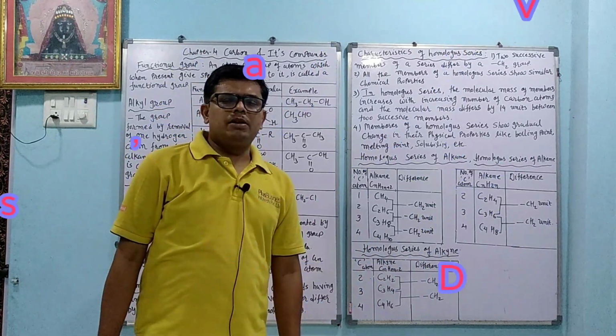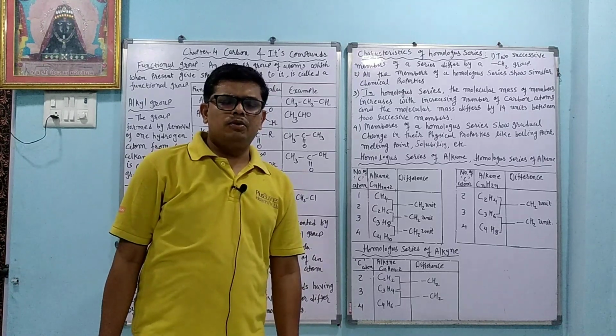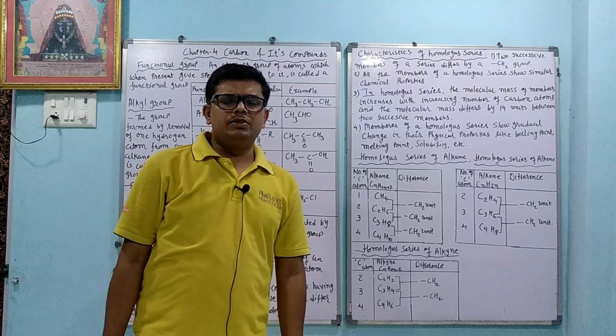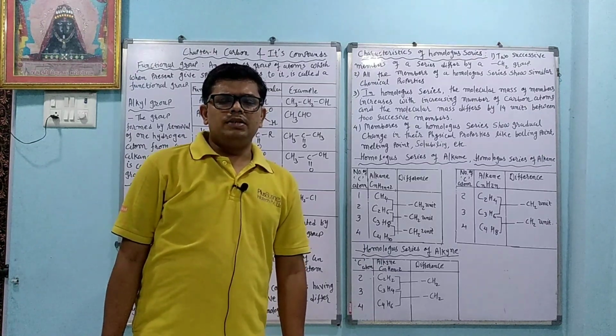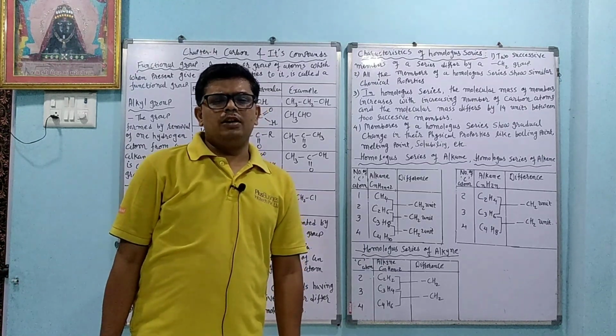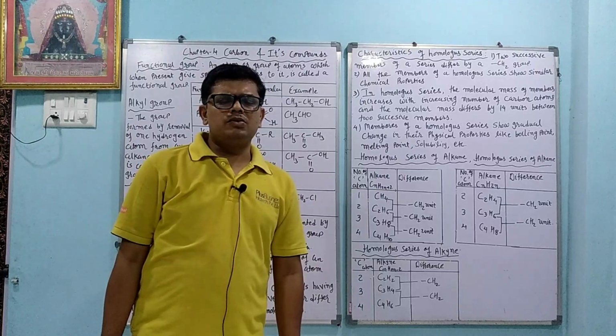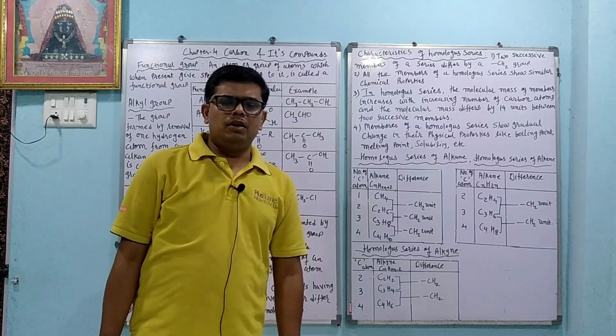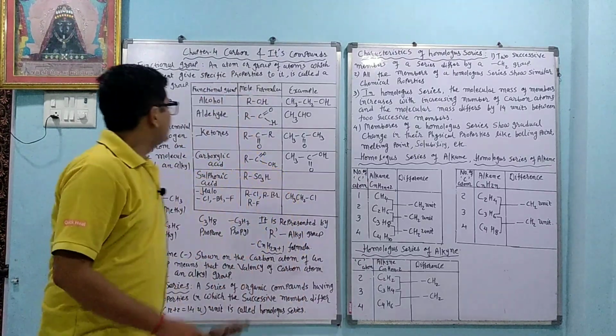Today we will continue chapter number 4, carbon and its compounds. First, we will learn about functional groups. The atom or group of atoms which is responsible for the physical and chemical properties of an organic compound or hydrocarbon compound is called a functional group. Before learning about functional groups, we will learn about the alkyl group.